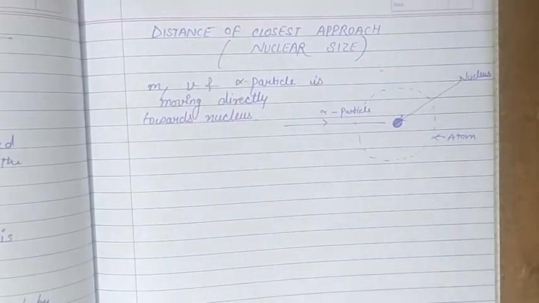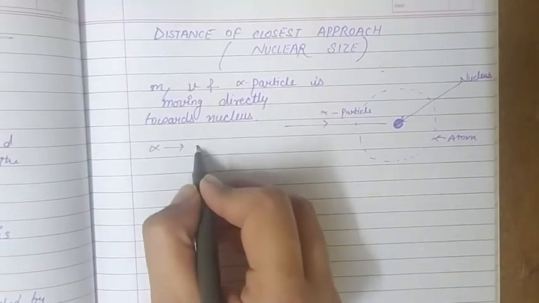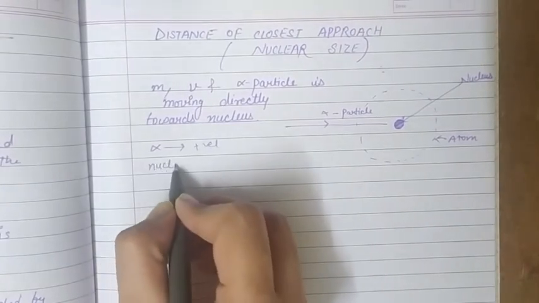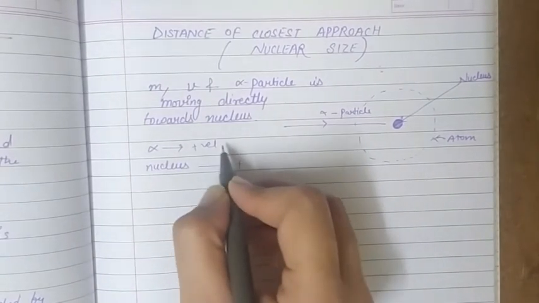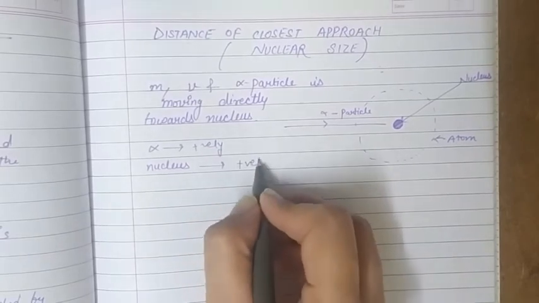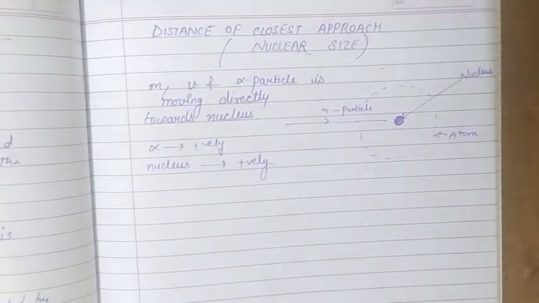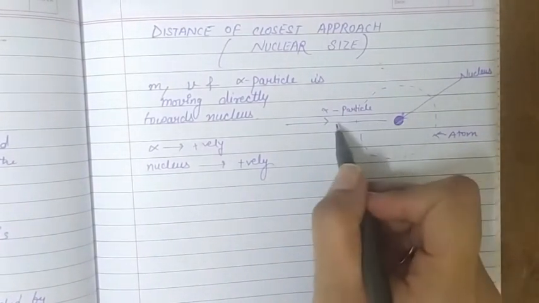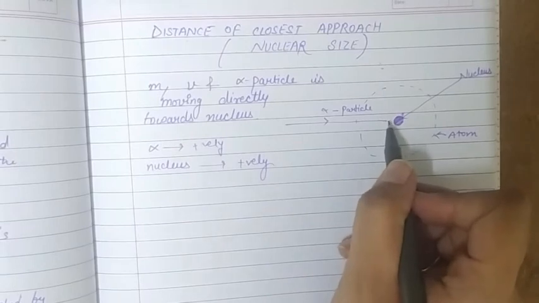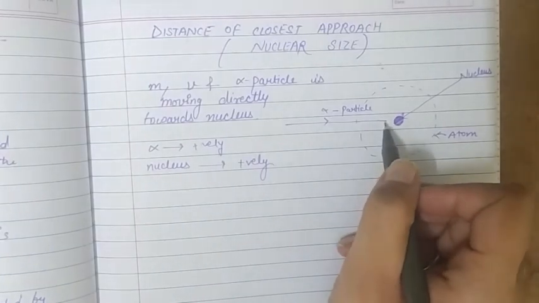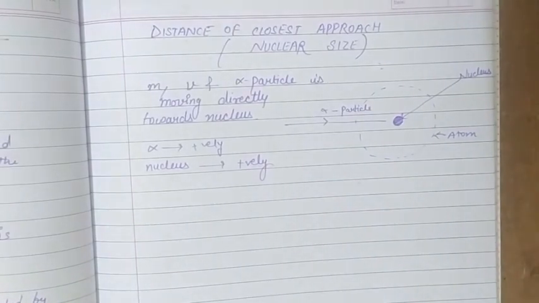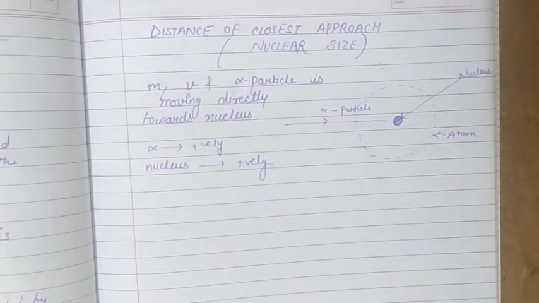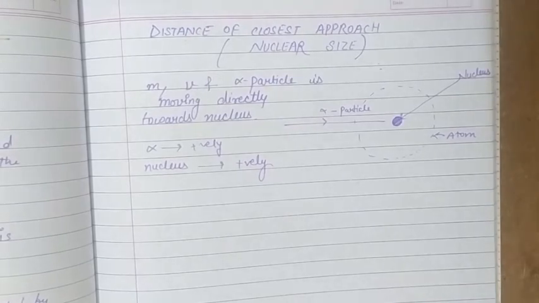Now since the alpha particle is positively charged, and the nucleus to which it is approaching is also positively charged, when the alpha particle moves towards the nucleus, after a certain distance it starts experiencing repulsion because of similar charges, and its kinetic energy gets reduced progressively and starts converting into electrical energy.